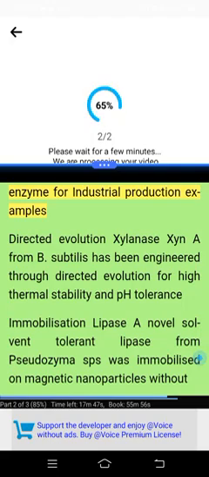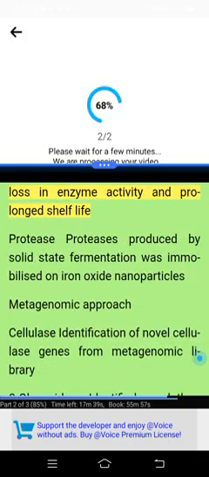Enzyme improvement for industrial production, examples. Directed evolution: xylanase XynA from B. subtilis has been engineered through directed evolution for high thermal stability and pH tolerance. Immobilization: lipase, a novel solvent-tolerant lipase from Pseudozyma species, was immobilized on magnetic nanoparticles without loss in enzyme activity and with prolonged shelf life. Protease produced by solid-state fermentation was immobilized on iron oxide nanoparticles.